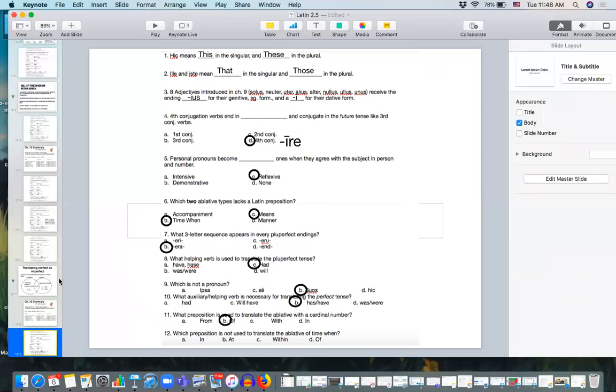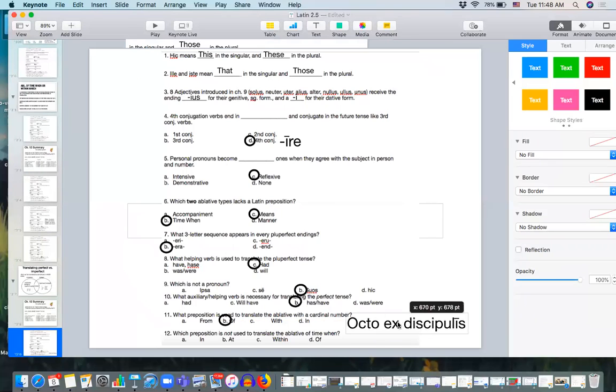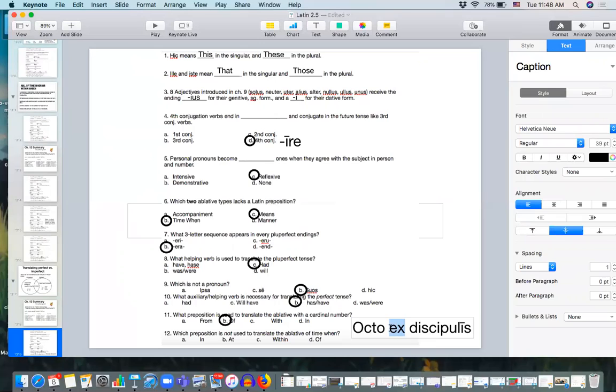All right, number 11, what preposition is used to translate the ablative with a cardinal number? That would be of. So in a sentence like octo ex discipulis, this is something that starts happening as of chapter 15. This would just be eight of the students. In other contexts, ex means from or out from. But when it's between a cardinal number and an ablative, we call that the ablative with a cardinal number. Go figure. And we translate ex as of.